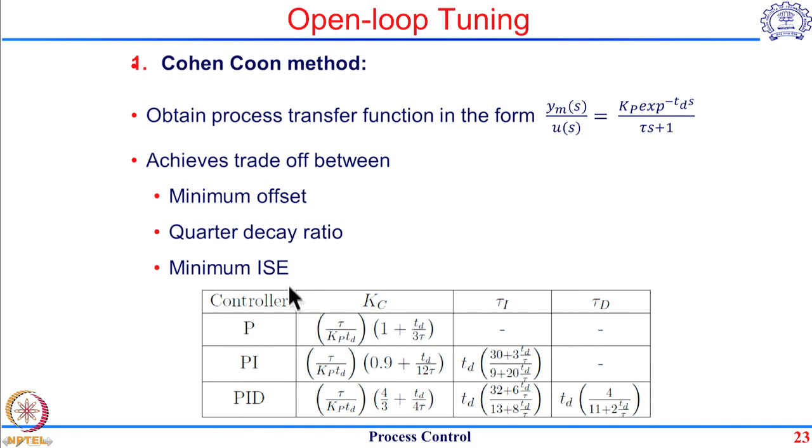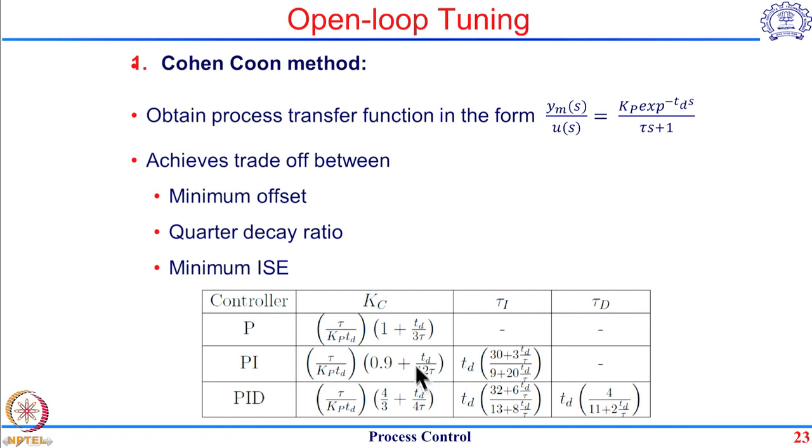Based on this, if you want to use a proportional controller, then the best value of the proportional controller gain according to this method would be given by this formula, which depends on Kp, tau and Td. So once you have the values of this first order plus dead time model, which is a gray box model, you can obtain the best controller gain for a P controller. If it is a PI controller, then this is how the gain would be calculated, and this is how the integral time constant would be calculated. And for a PID controller, these are the values recommended by the Cohen-Coon method.